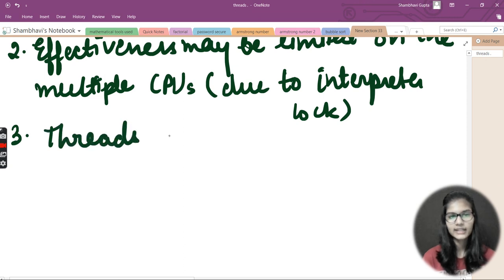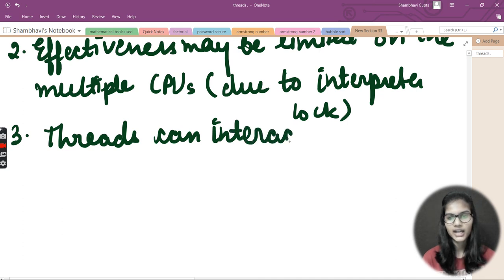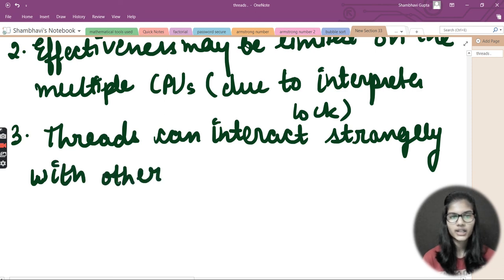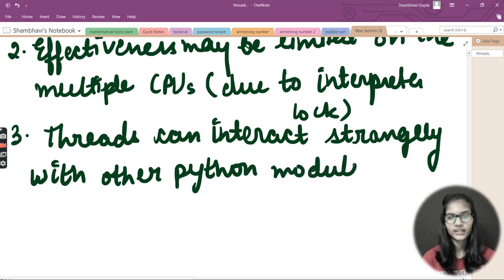Next, threads can interact strangely with other Python modules. Threads can interact strangely with other Python modules. So that is the whole thing about the threads.